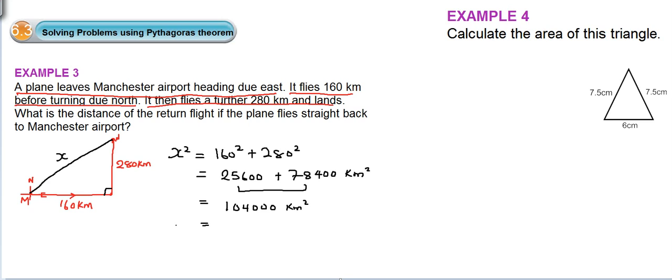So to find x on its own, we take the square root of 104,000 kilometers squared. X is, if you plug that into your calculator, you should have 322 kilometers to 3 significant figures.